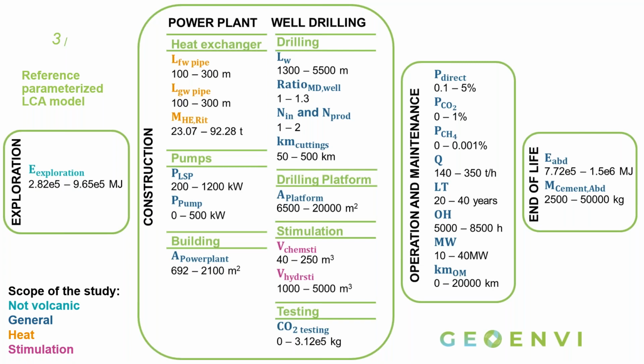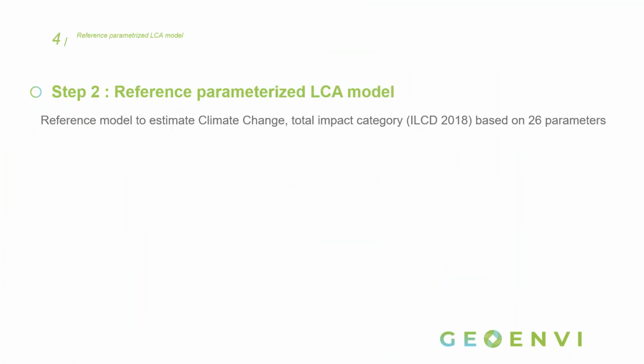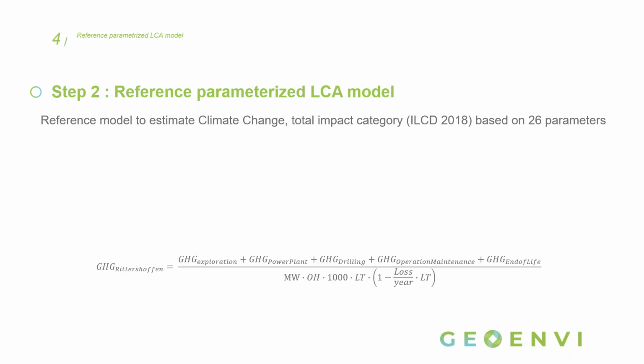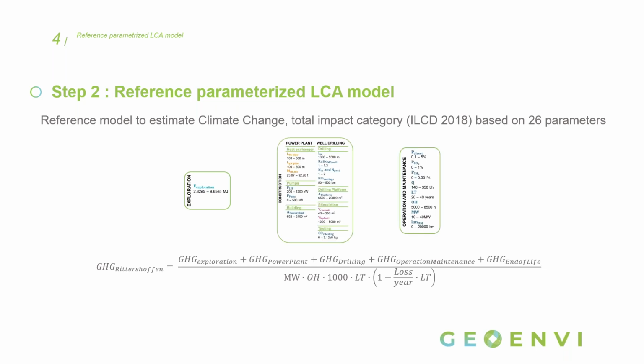So this is an overview of the reference model we developed, a reference model which has 26 parameters and from which it's possible to derive, for example, the amount of greenhouse gases. The amount of greenhouse gases emitted for Rittershofen will be made up of the amount emitted during the exploration phase, during the power plant construction and the well drilling, during the operation and maintenance, and also during the end of life. And as I mentioned, we want to have the amount of greenhouse gases emitted per kilowatt hour of heat produced over the plant lifetime, which can be derived using the equation shown on the screen.